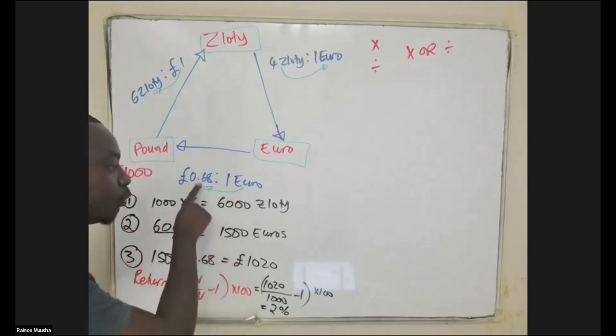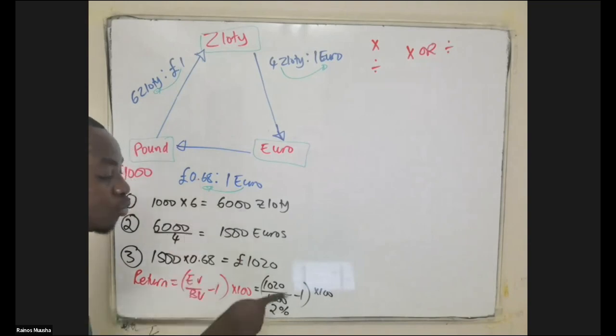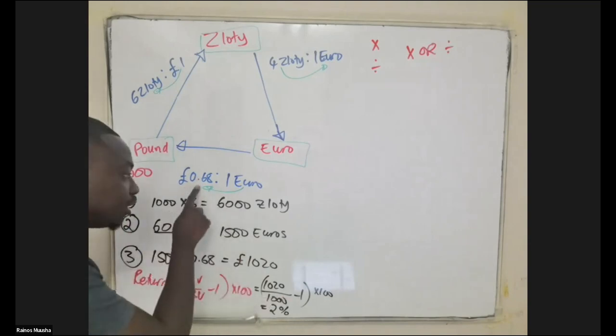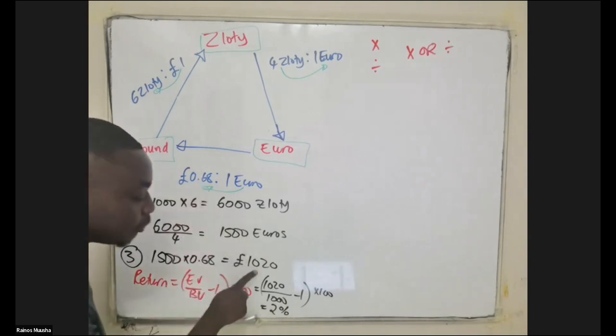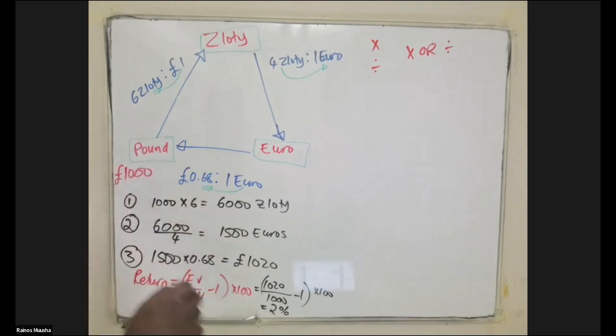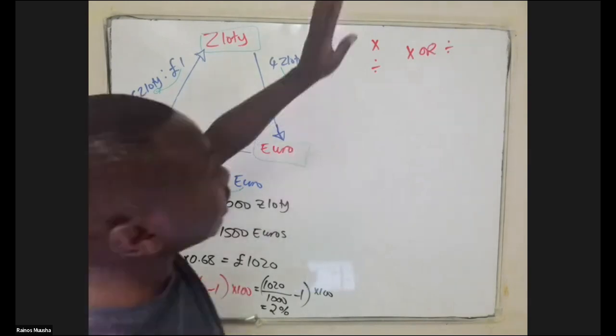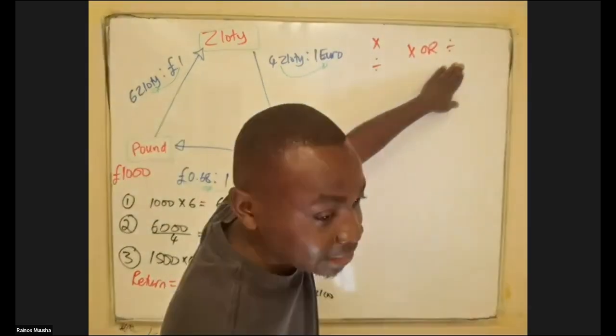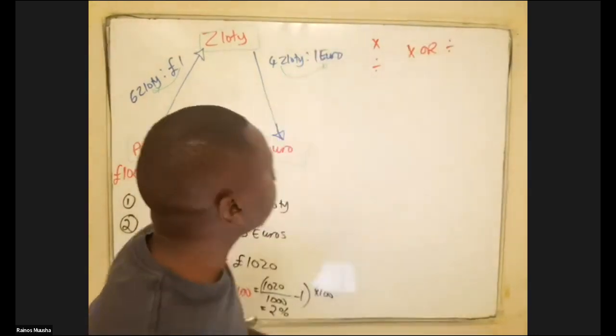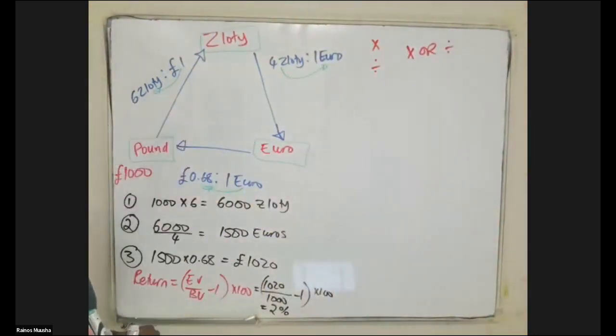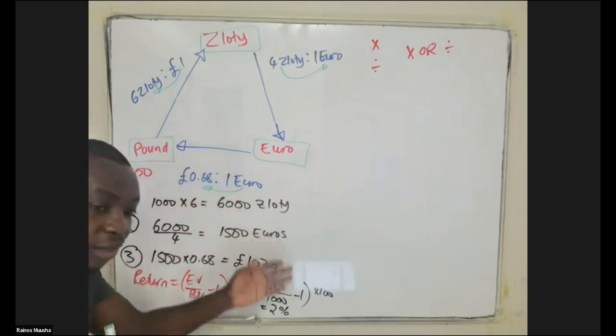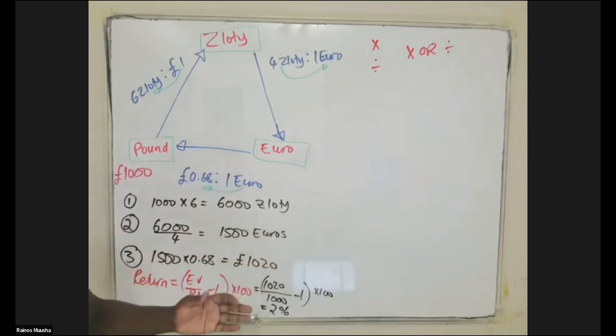So to end up with less units, what happens if we divide? If we divide, we end up with more units, which is not what we want. So to end up with less units, if we multiply, we end up with what? Less units. Hence, we're going to decide to multiply. So your choice of whether you're multiplying or dividing is dependent on what is happening. Are you moving from a stronger currency to a weaker currency? Or are you moving from a weaker currency to a stronger currency?